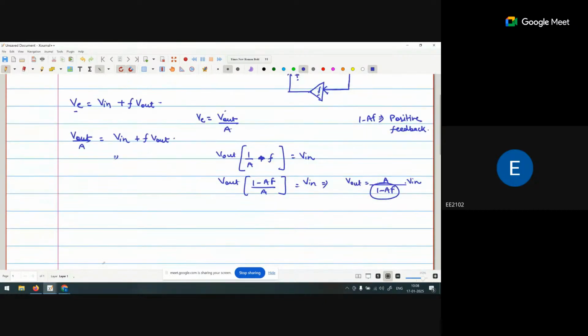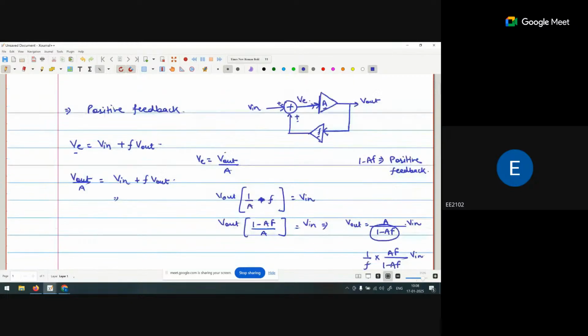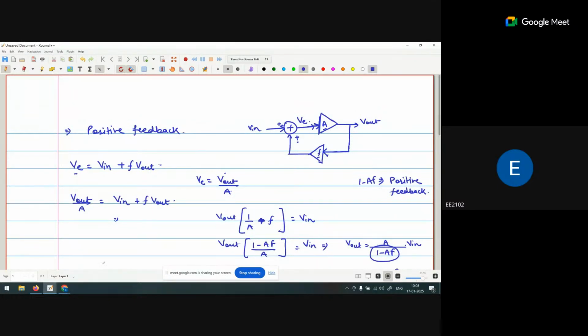Okay, now it will be 1 upon F into AF upon (1 minus AF) times V in. Multiply the F in the numerator and denominator, so this becomes AF. This AF is called the loop gain. Okay, this AF is called the loop gain.